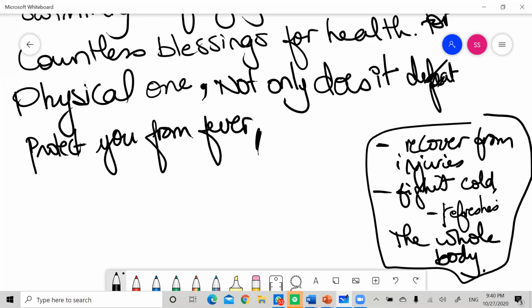What else? How can I join the other one? But also help you recover from injuries. Yeah. But also what? Miss, can we use another word for recover? Miss, I could say survive. Get better or heal or cure, maybe. Miss, can I say but also survive? It doesn't fit here because survive means to make you alive.